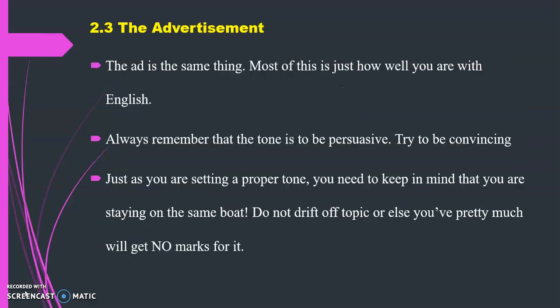Your piece of writing should always imbibe what has been created in the passage, and not following that can really pull your grades down. As for advertisements, the ad is the same thing. Most of it is just showing how you are with English. Always remember that the tone is to be persuasive. Convince your readers. Just as you are setting a proper tone, you need to keep in mind that you are staying on the same boat. Do not drift off topic, or else you will get no marks for it.